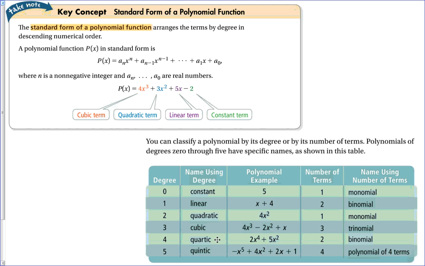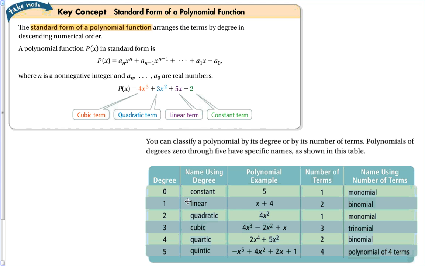Here again, we have what's called a quartic, because it's 4th degree: 2x to the 4th plus 5x squared. But it only has 2 terms, so you would call this a binomial. If this had a 3rd term, it would be a trinomial, and it would still be called a quartic. Now, a quintic is determined by your exponent. Since this is negative x to the 5th, your degree is 5, so it's a quintic. If you count the number of terms, there are only 4 terms, so this is just called a polynomial of 4 terms. After you get above 3, it's just a polynomial of however many terms you have.